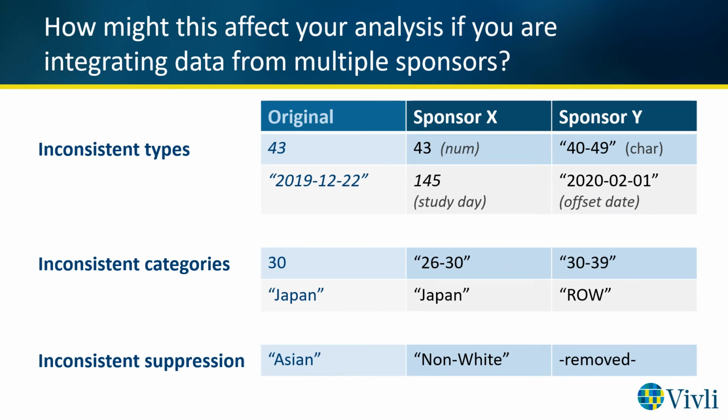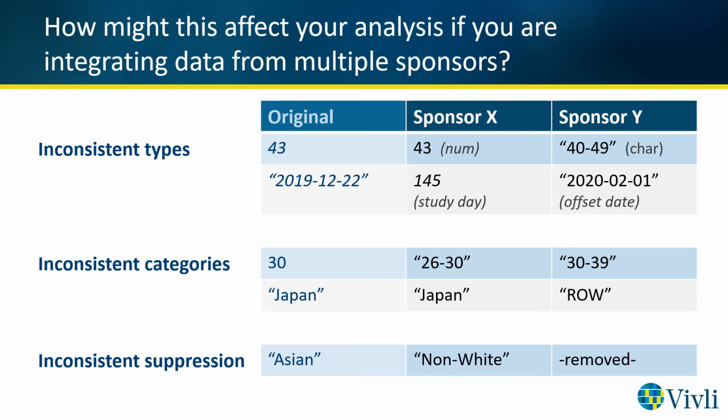How might this affect your analysis if you are integrating data from multiple sponsors? There are three kinds of inconsistencies that you can come across when working with data from multiple sponsors. The first one is inconsistent types. So where sponsor X can provide certain values as numerics, another sponsor may show those values as character. So comparing the two requires some pre-processing of the data.